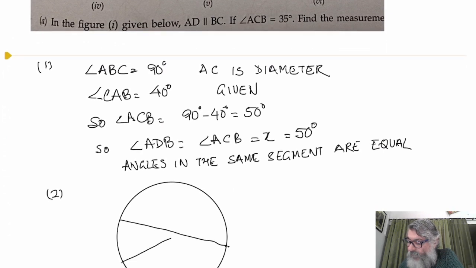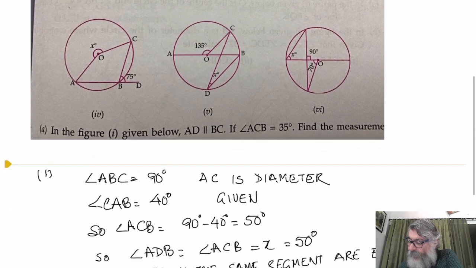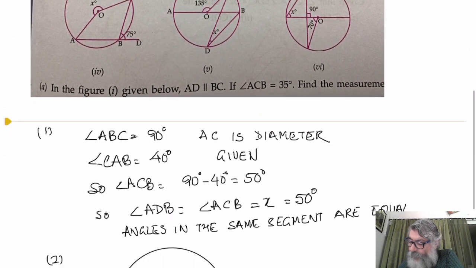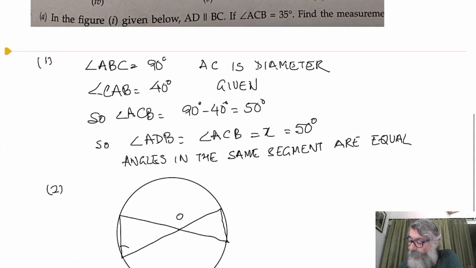O is the center here, and he joined this to this and this to this. And what else is he given? He has given you this to be 62, and that is x. This is 62 and this is x. We have to find x.